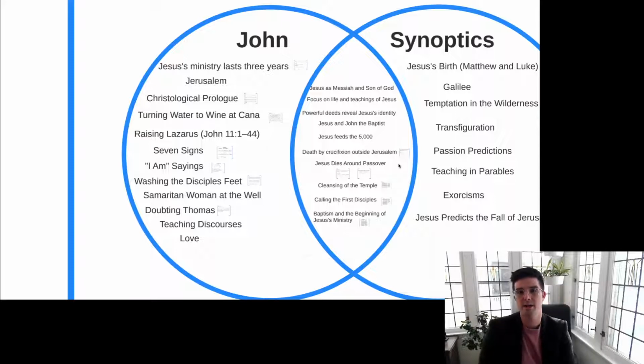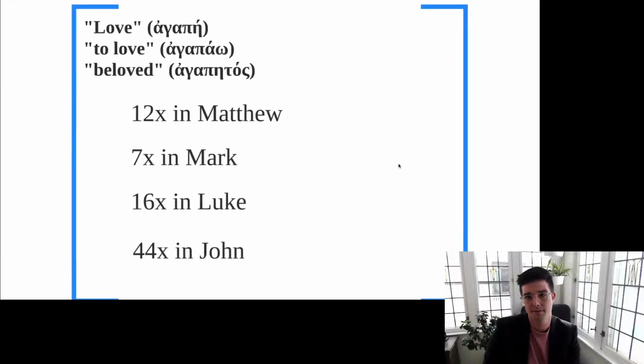And then lastly here, the theme of love is exceedingly prominent in the Gospel of John. And I'm going to give you some numbers here. And I've also given you, you can see, the Greek words: agape as the noun form of the word love, agapao, to love, in the verb form, and then agapetos is the adjectival form, the adjective beloved. So these 3 combined, the noun, the verb, and the adjective, are going to occur 12 times in Matthew, 7 times in Mark, and 16 times in Luke, and then an astounding 44 times in the Gospel of John. So almost 3 times more than in any other gospel.